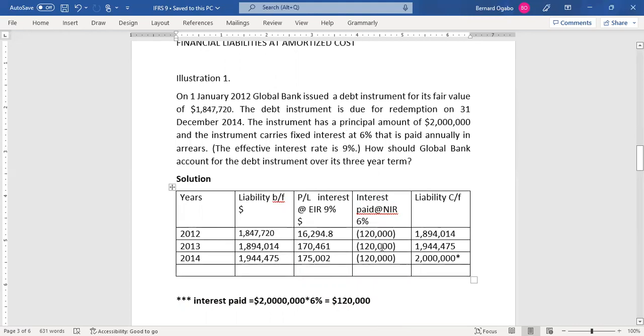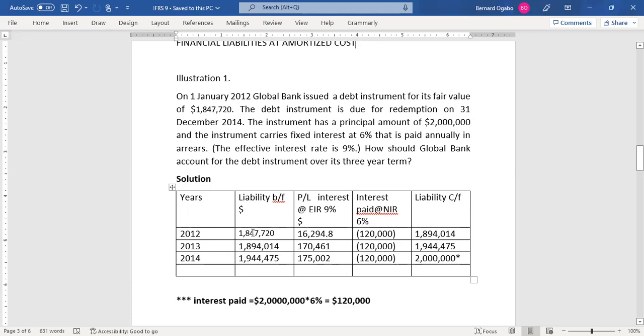Now, when you're accounting for a financial liability that has both a nominal interest rate and an effective interest rate, the interest paid or received, if it is a financial asset, is at the nominal interest rate on the principal, not the amortized amount. But the effective interest rate is applied to the discounted value, the amortized amount. So the principal is 2 million and the amortized amount is 1,847,720. So simply, I apply the effective interest rate of 9% to this amount.